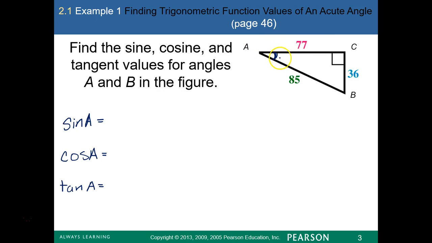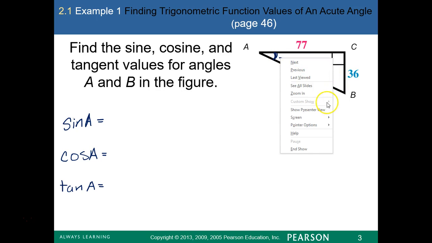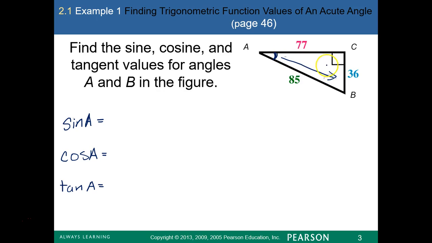Okay, so angle A here on this triangle, if we were looking for the opposite and the adjacent side, angle A, the side opposite of angle A is 36, and the adjacent side is this 77. So I'm going to name that. This is my adjacent, and this is my opposite for angle A. Okay, so sine of A, you remember that is your opposite over hypotenuse. So plug in those numbers. Your opposite is 36, and your hypotenuse is 85.